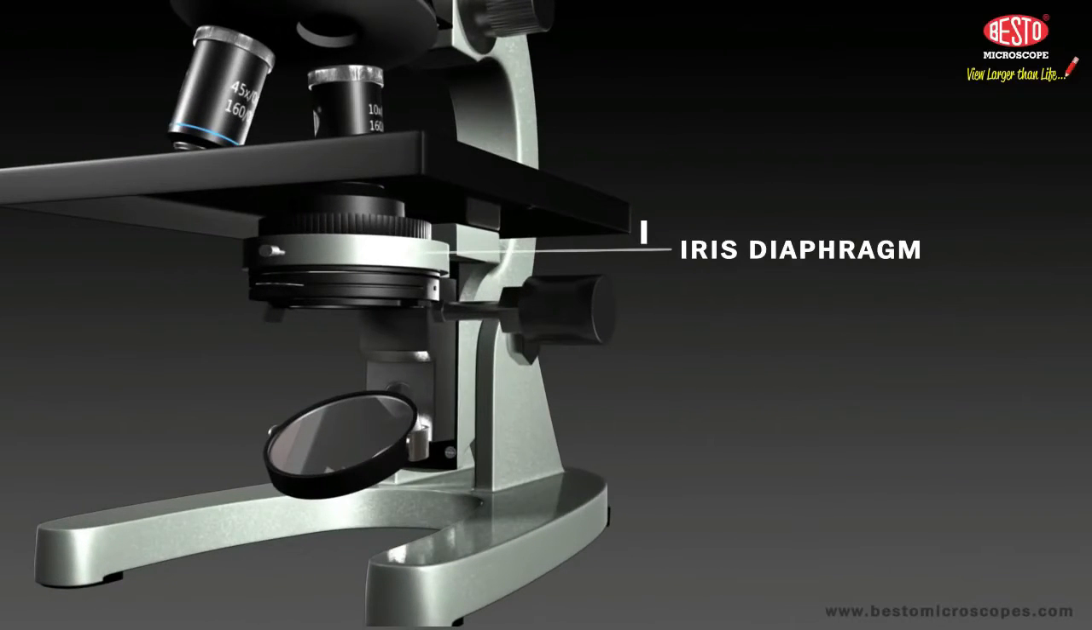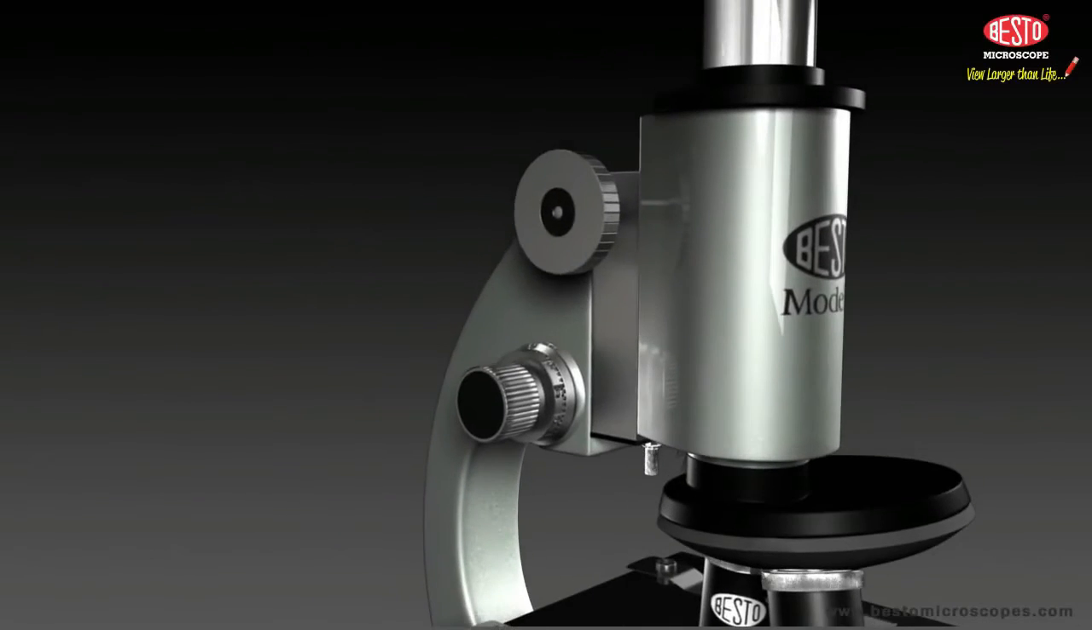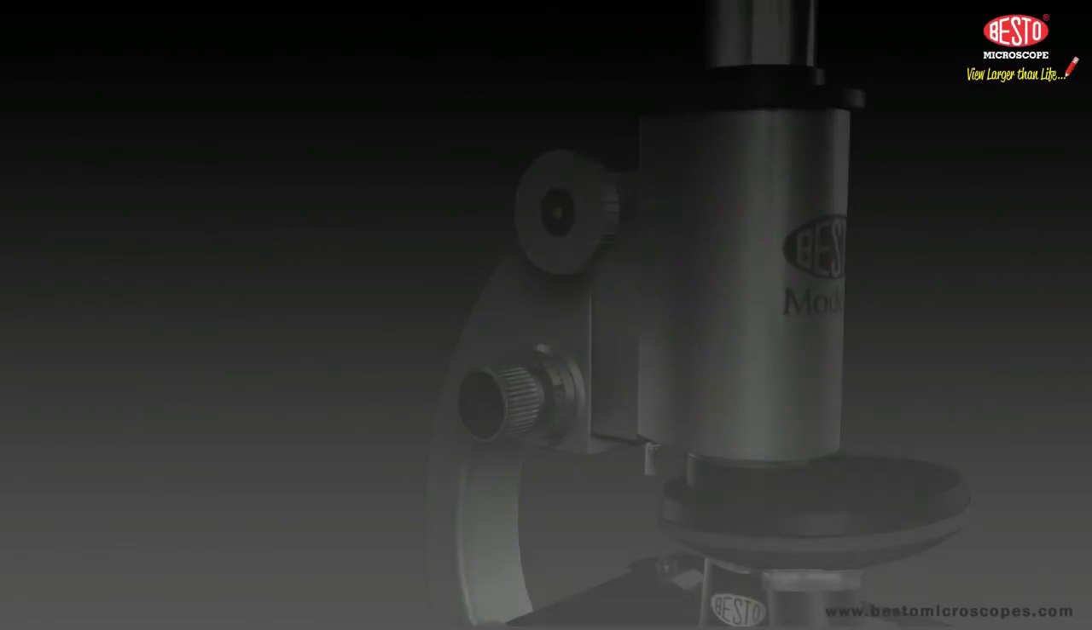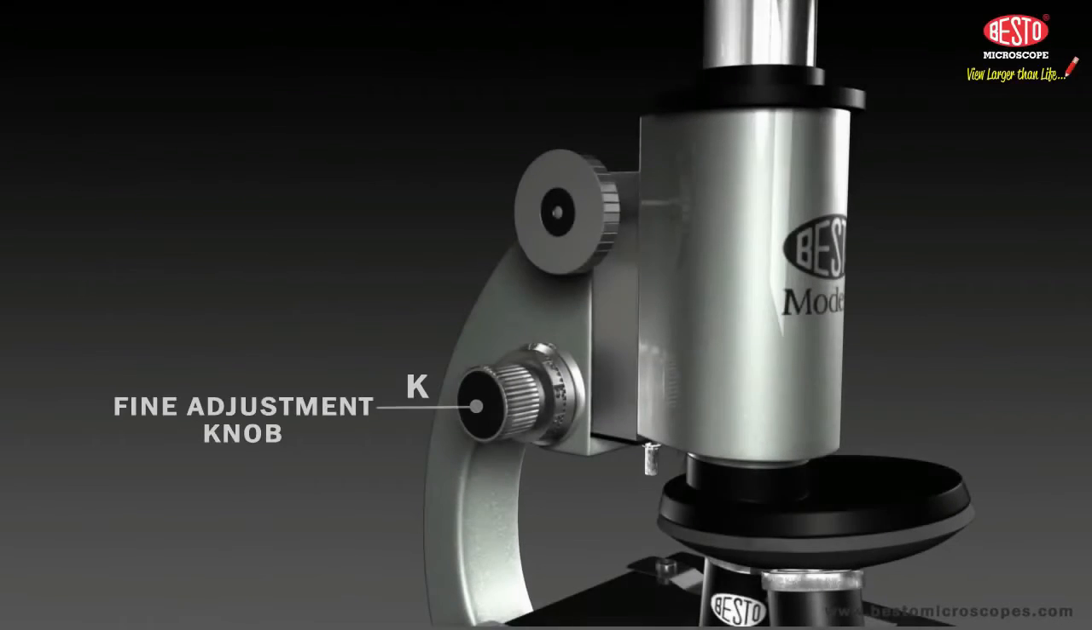I. The iris diaphragm is used to control the diameter of the cone angle of the light transmitted onto the specimen. J. The coarse adjustment knob is the large knob used to adjust the position of the body tube, allowing you to quickly bring your sample slide into view. K. The fine adjustment knob is the small knob used to change the position of the body tube by making small adjustments to the focus of your sample.